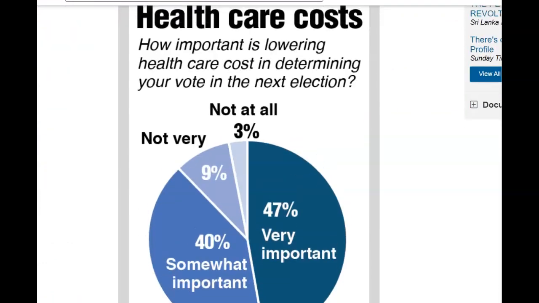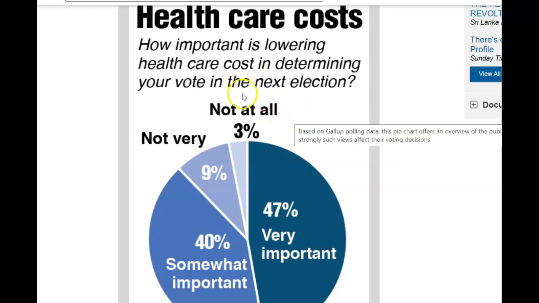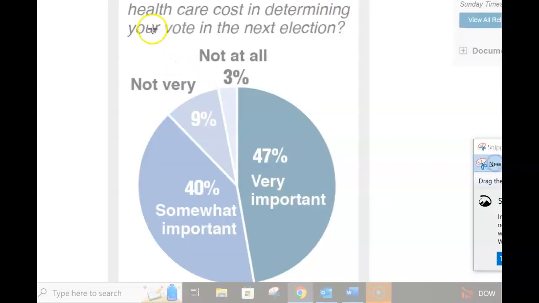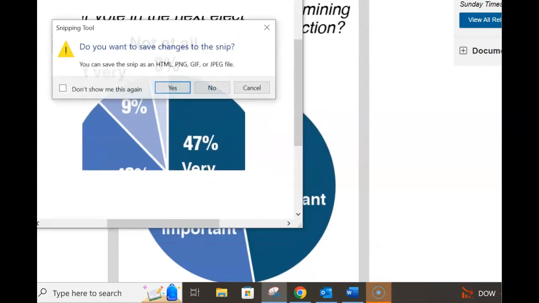We can click on this and we could say, you know what, I want to have this chart in my paper. So you would have to copy this chart. I use the snipping tool down here and I would just copy the chart like that, and then I would insert it into my paper.